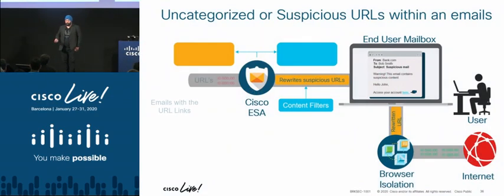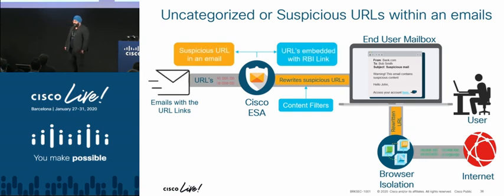Now let's look at one of the use cases, where we have something called an uncategorized URL or suspicious URL within an email. Obviously, a malware URL within an email would definitely be quarantined by any email security solution, or if you're using Cisco email security, it would be quarantined. So how many of you are using Cisco email security? Awesome. By default, if you're using Cisco ESA or maybe CES, it would automatically be quarantined. But we are looking at a use case where it's a suspicious URL or an uncategorized URL, and how to deal with that.